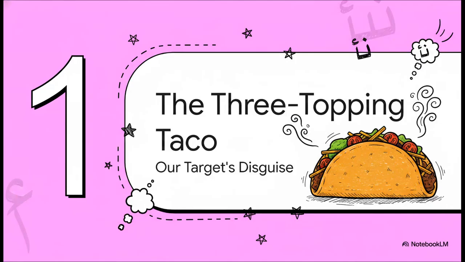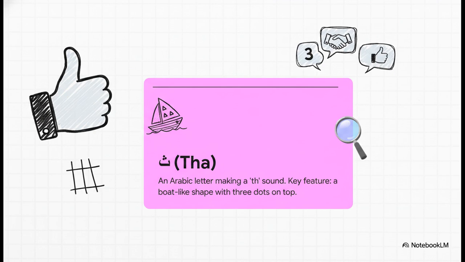All right, let's get a closer look at this three-topping taco. We gotta understand our target's delicious disguise. Okay, so here's the official definition. The letter is tha, and the rule is super simple. When you see that boat shape with that perfect little triangle of three dots on top, you're looking at tha. And what sound does it make? It's that soft TH you use all the time, like in three or thanks or thumb. That's the sound. That's what we're after.